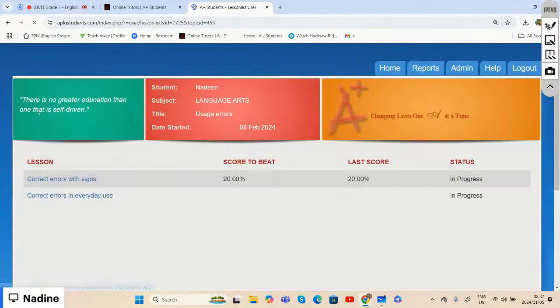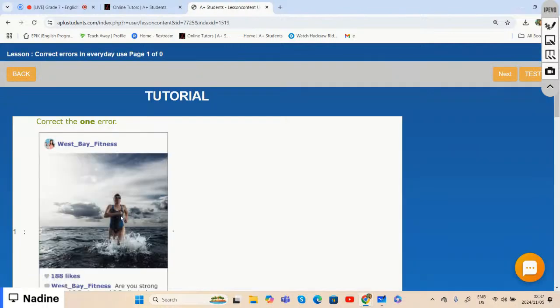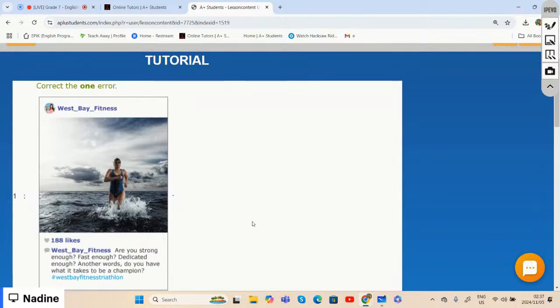All right. So now we're going to correct errors in everyday use, like your Twitter messages, your Facebook messages, those type of things. Twitter posts, Facebook posts that people make.